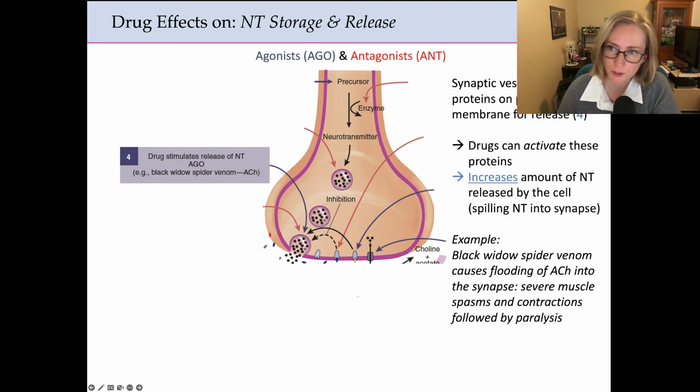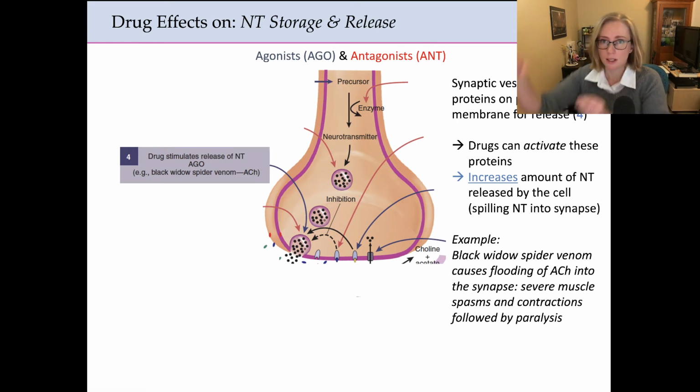So synaptic vesicles, they dock with proteins on presynaptic membranes for release, right? We talked over that with calcium. When calcium enters the cell, it enables that docking mechanism, and then it tears it open so that the neurotransmitters can come out. Drugs can activate these proteins, just like the spider venom here. If that happens, then it increases the amount of neurotransmitter released by the cell. It's because it's dumping neurotransmitters into the synapse.